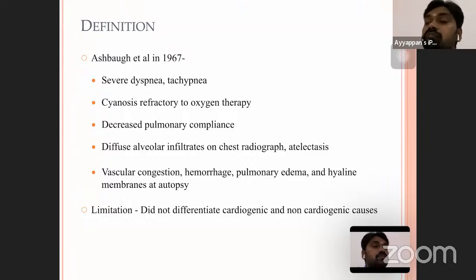On autopsy, these patients had vascular congestion and hemorrhage with fine micro and macro thrombi in the vasculature. But again, the major limitation of it was that it did not differentiate between cardiogenic and non-cardiogenic causes, because all the above-said autopsy as well as clinical findings can also be seen in cardiogenic pulmonary edema.